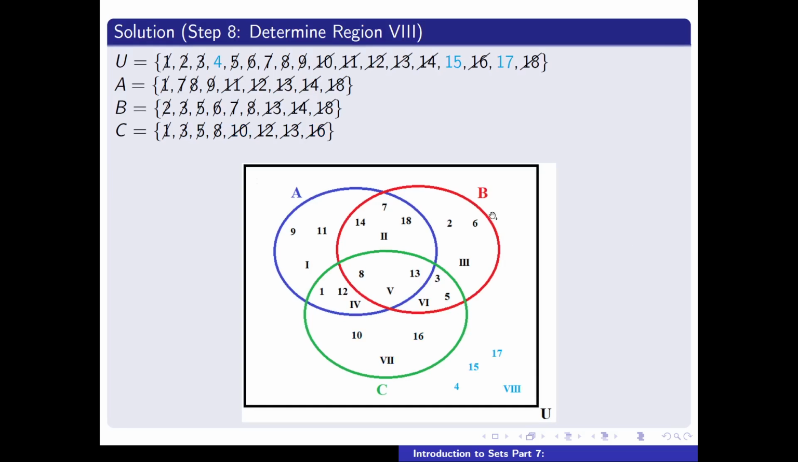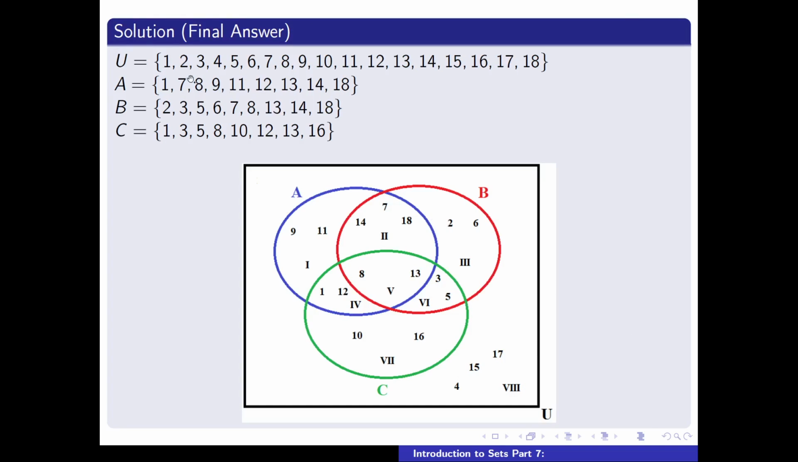Now, since we were keeping track, and we X'd out everything as we went along, both in the subsets A, B, and C themselves, but also in the universal set, we see that the only things left over in the universal set that haven't already been placed in A, B, and C are the elements 4, 15, and 17. And lastly, those go into region 8. So here's our final answer. There's our universal set, there's our subsets A, B, and C, and we see that all the elements are placed in here.